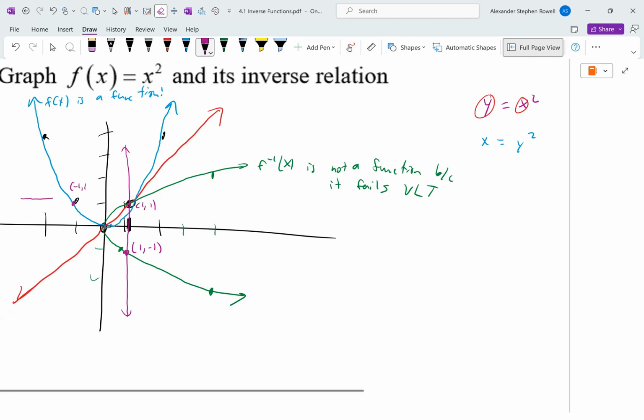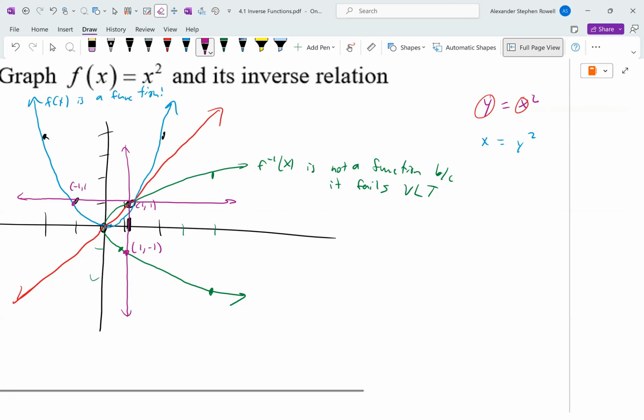So vertical lines flip to become horizontal lines. Therefore, if my original function fails the horizontal line test, the inverse will not be a function. Does this thought process make sense? Okay, let's do the quick examples. Is this a function? Yes, it passes the vertical line test. Is the inverse a function? No, it fails the horizontal line test.